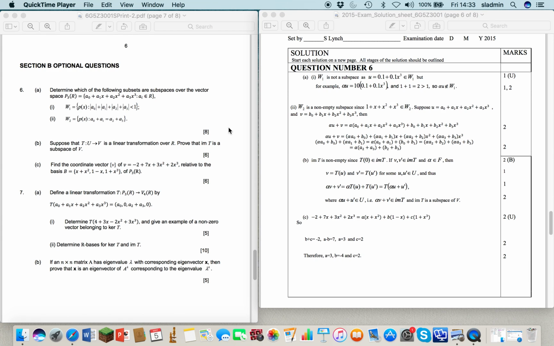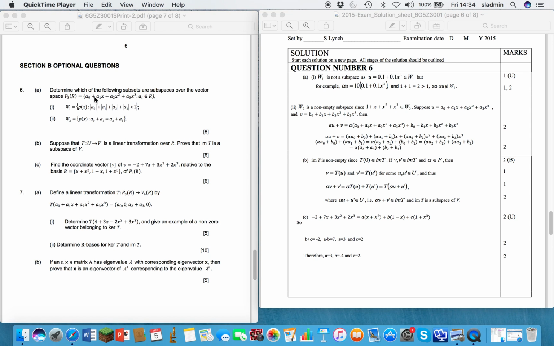Okay, these are the solutions to question number 6 from the 2015 examination paper. 6 part A, we're looking at subspaces of vector spaces. Part B is just bookwork, so we want to prove that the image of T is a subspace of V. And for part C, we want to find the coordinates of a vector, this vector here, relative to this basis.